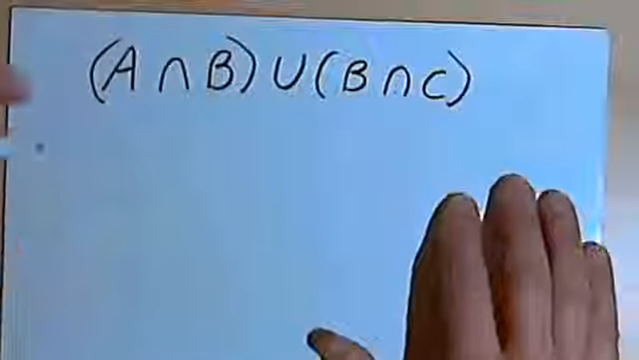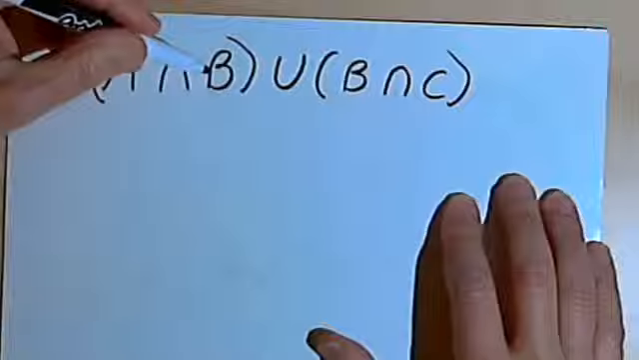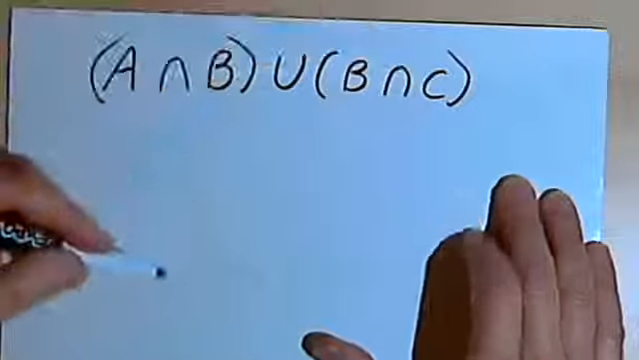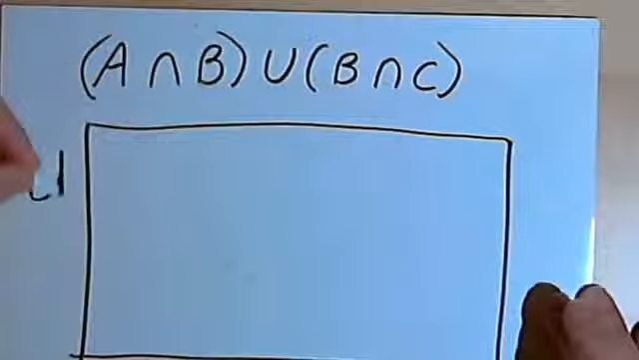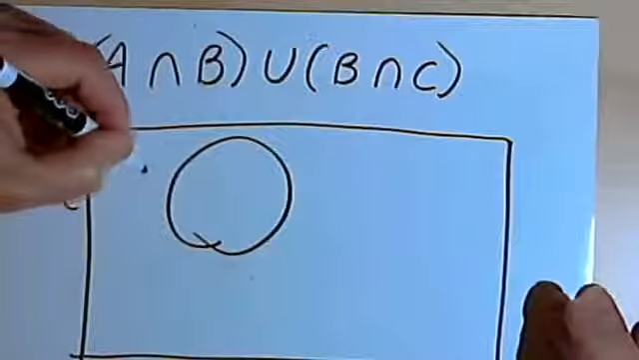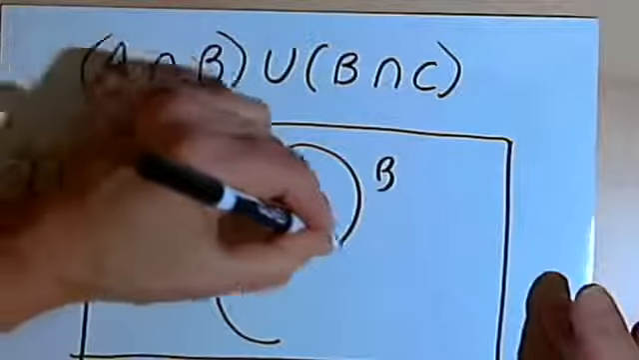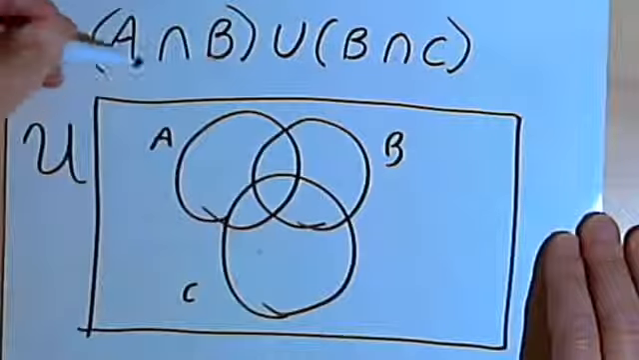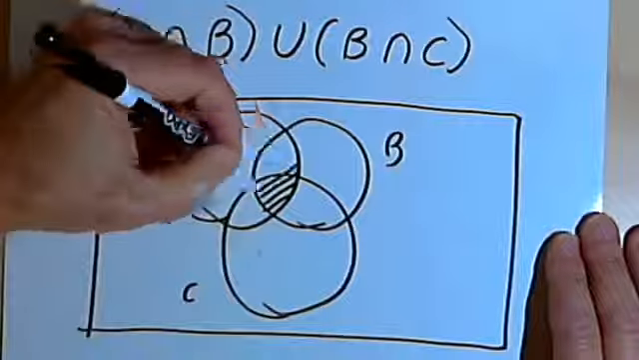Here I've got two sets of parentheses. I want the intersection of A and B, and I'm going to have the union of that with the intersection of B and C. So here's what that's going to look like. I have set A, set B, and set C as overlapping circles. I want the intersection of A and B. So that's going to be this area here where A and B overlap each other.